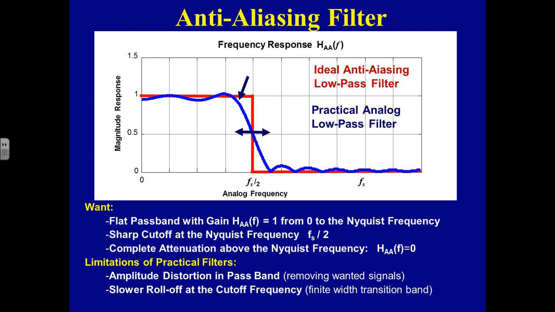How sharp that cutoff is depends on the order of the filter. The higher the filter order, the sharper that transition will get. But the higher the order of the analog filter, the more op amps, the more components I need to build that filter.